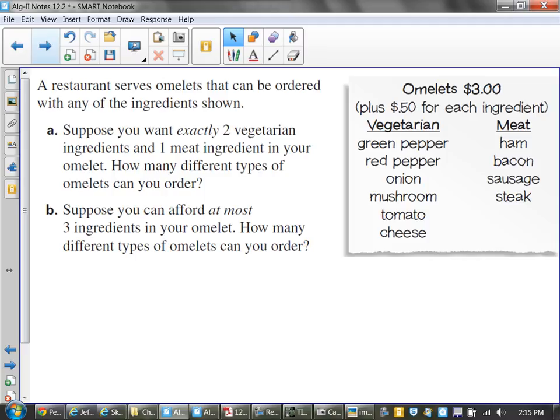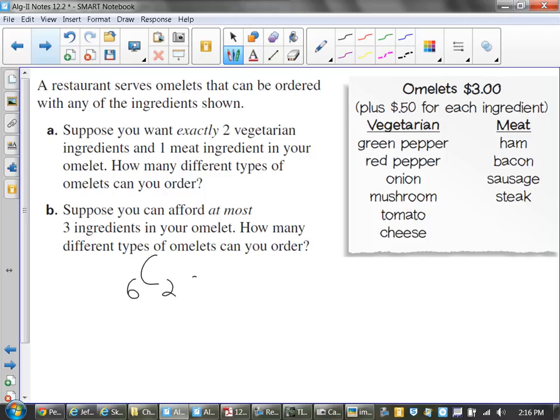If I'm looking at this one, notice the word in between there, it says "and." When you see the word "and," you're probably going to think multiply. So, you need to choose 2 out of the 6 vegetable options, 6 choose 2, times 4 choose 1. That gives you the number of possible choices that you can get for the omelets. And you get 60.